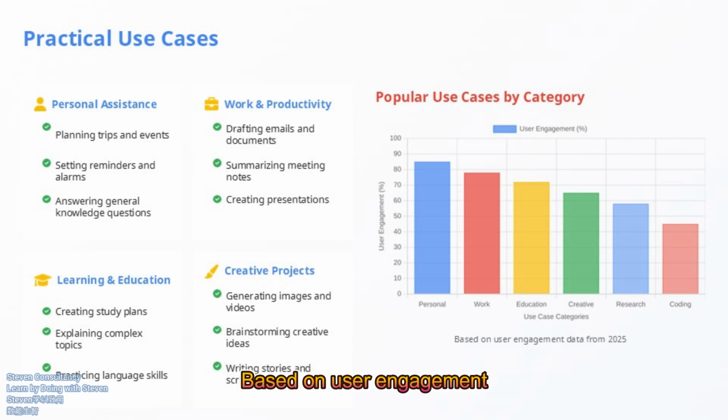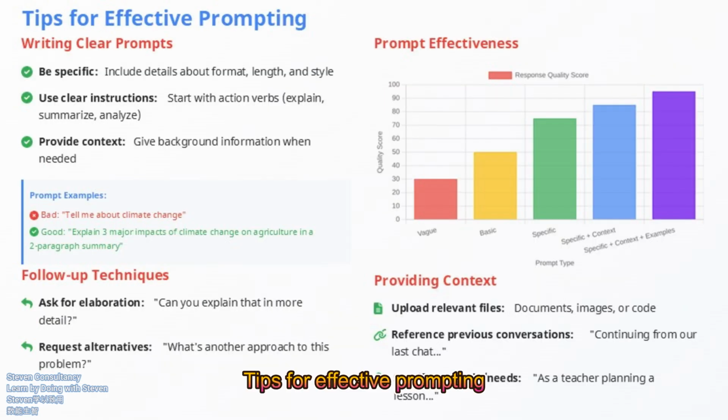Based on user engagement, the most popular category is personal use, followed by work, education, creative, research, and coding. Tips for effective prompting. To get the best results, it's important to write clear prompts. Be specific and include details about the format, length, and style you want. Use clear action verbs like explain, summarize, or analyze, and provide background information when needed.